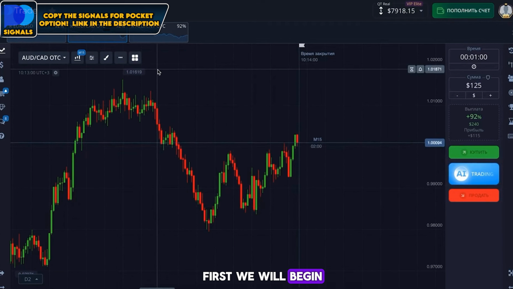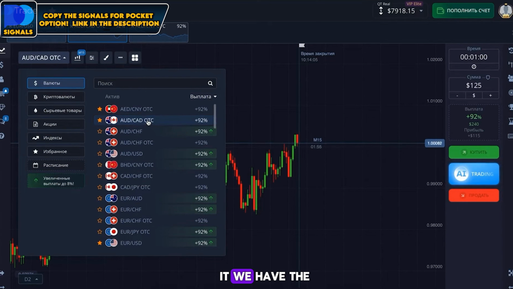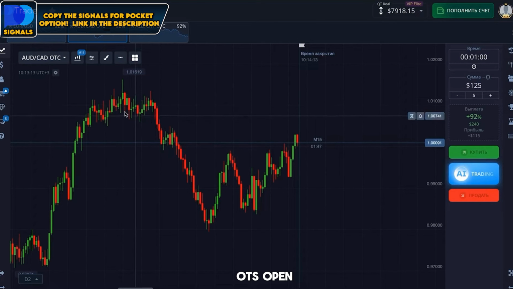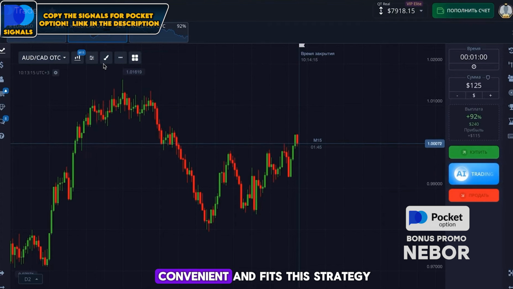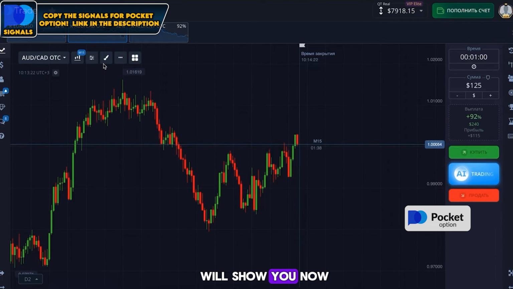First, we will begin by finding a currency pair. I have already chosen it. We have the OTC pair. You will be looking for similar pairs, meaning a currency pair that is roughly the same, or a stock. At the moment I have this pair open because it is very convenient and fits this strategy. And how do we understand that we need the very currency pair that I will show you now?